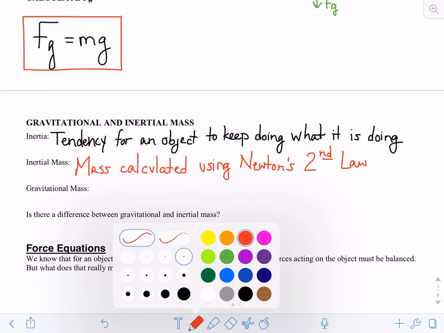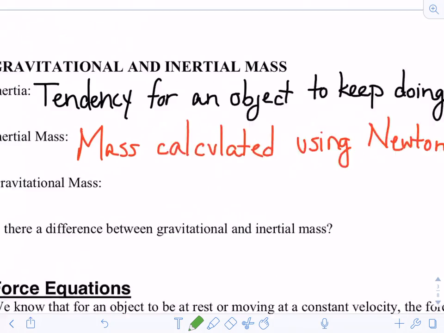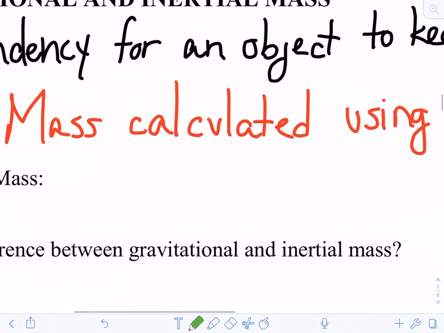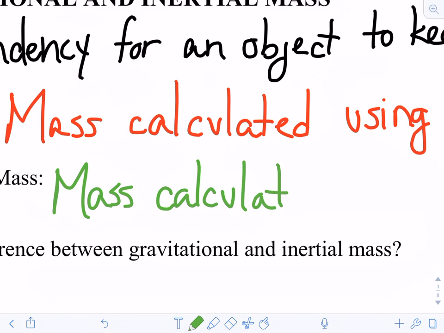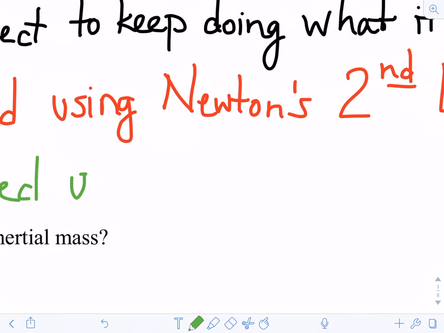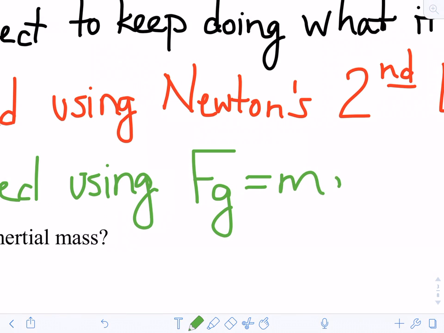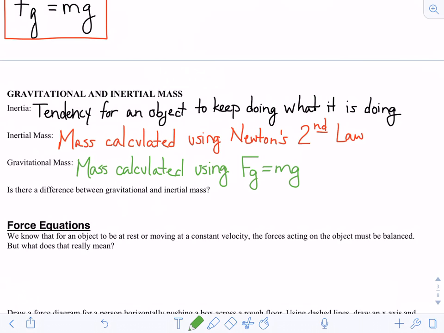Now, this is in contrast to a gravitational mass. And gravitational mass is what we've been using on your first homework assignment, okay? Because gravitational mass is the mass that is calculated using that equation that we came up with in class last time, Fg is equal to mg. So if you're ever using this little Fg formula, you're using the gravitational mass.